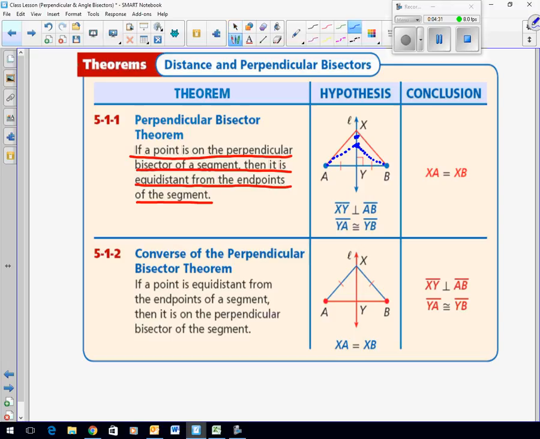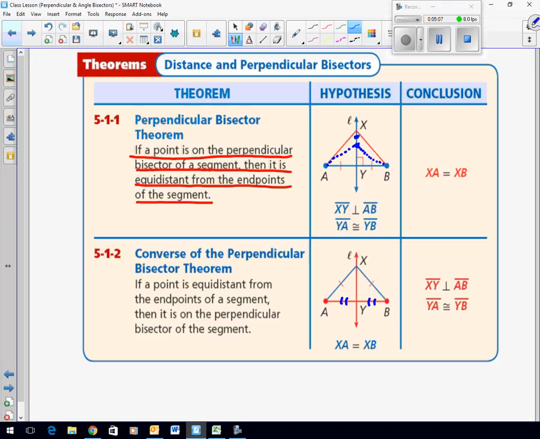If AY is congruent to BY, then that means that XA is congruent to XB. So that's the first thing you think about. The second thing you think about, if XA is congruent to XB, then AY is congruent to BY. You see how that works out? It's just a bunch of congruency that you've got to think about.